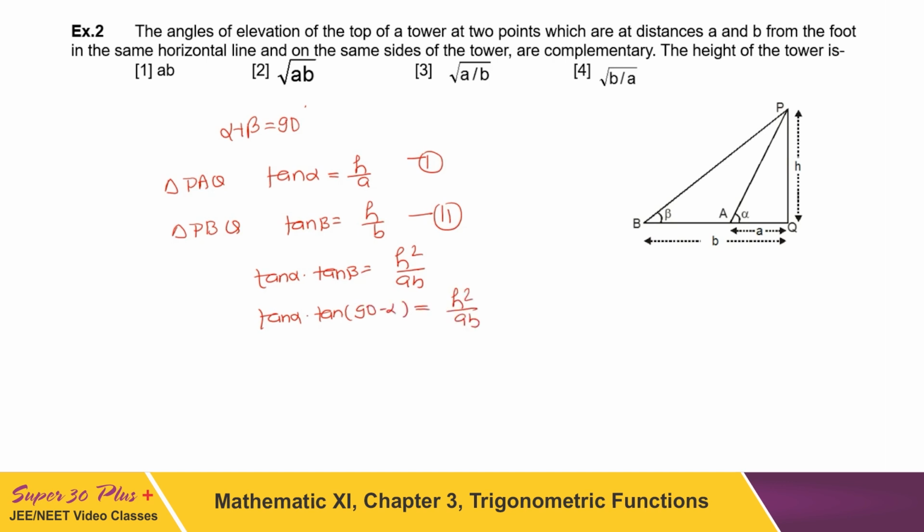What is tan(90 minus alpha)? It is cot alpha. And what is the product of tan alpha and cot alpha? It is 1. Means 1 is equal to H square upon AB, which implies H square is equal to AB, which implies H is equal to square root of AB. This is the height of the tower.